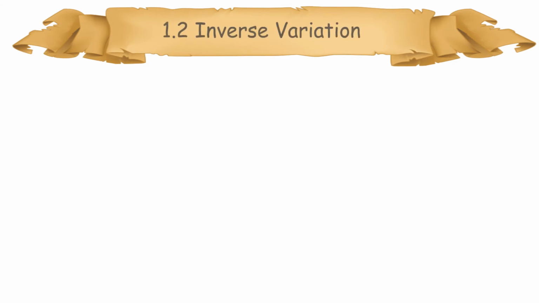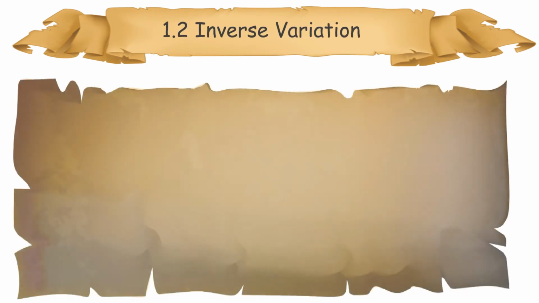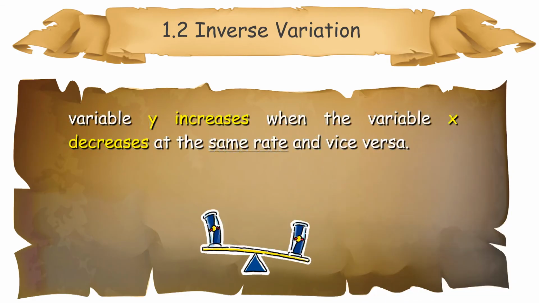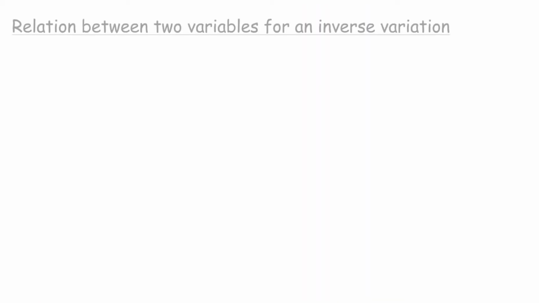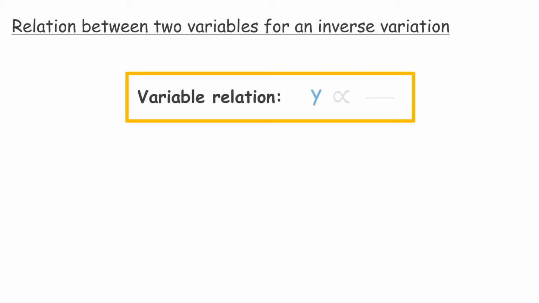Now let's move on to 1.2 inverse variation. In inverse variation, variable y increases when the variable x decreases at the same rate and vice versa. Relation between two variables for an inverse variation. In variation relation, y is directly proportional to 1 over x to the power of n. Variable y varies inversely as x to the power of n. As x to the power of n increases, y decreases. As x to the power of n decreases, y increases.